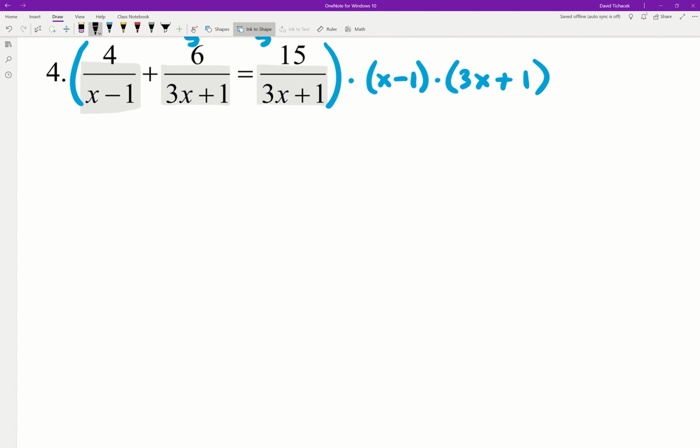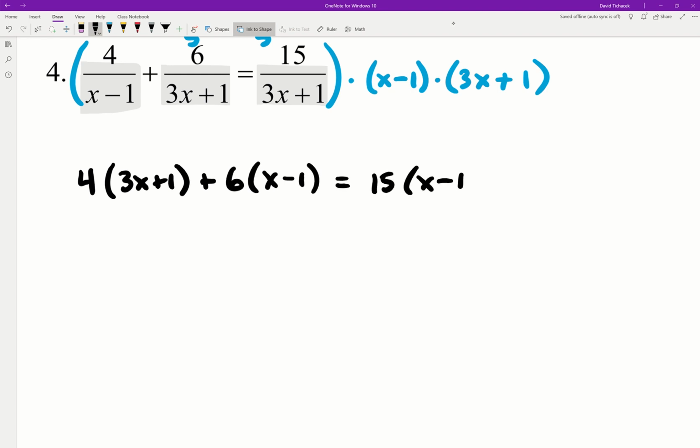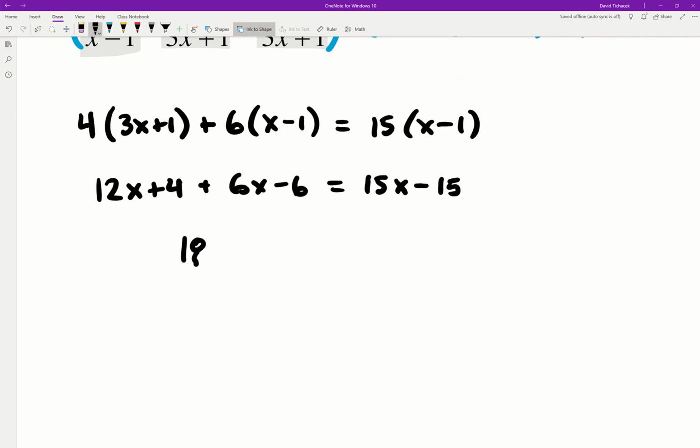And again, just kind of going through, making sure that things cancel and writing out what remains. So we're going to have 3 times the expression 3x plus 1 plus 6 times the expression x minus 1 is equal to 15 times the expression x minus 1. Distributive property where it applies, so 12x plus 4 plus 6x minus 6 is equal to 15x minus 15. Combine some like terms there on the left-hand side. So that would be 18x minus 2 is equal to 15x minus 15.